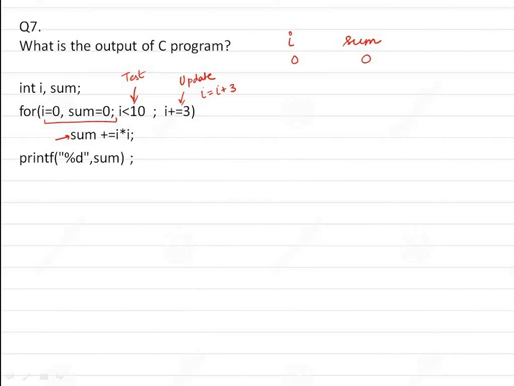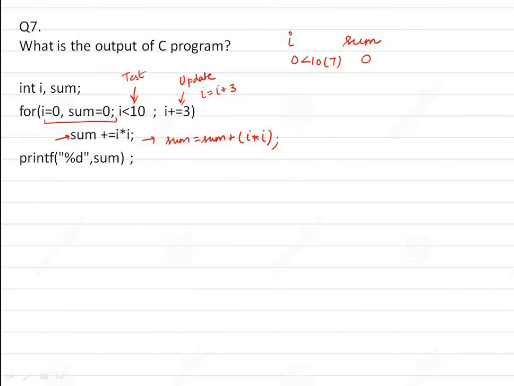So in the first iteration the value of i is 0 and 0 is less than 10, this is true. So we will enter the loop and the value of sum is incremented, so I can write it as sum = sum + i * i. Okay, so this is just the shorthand notation of writing this entire expression.